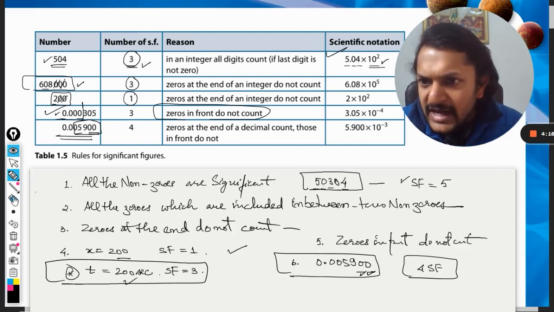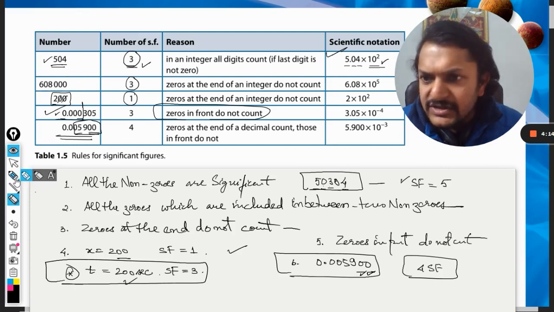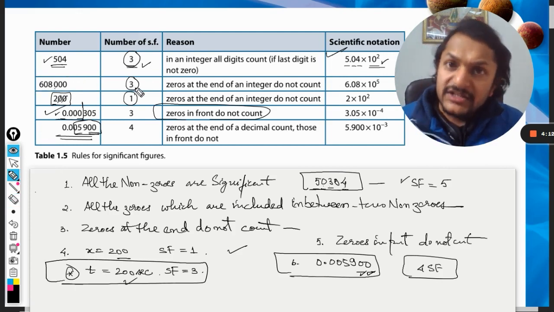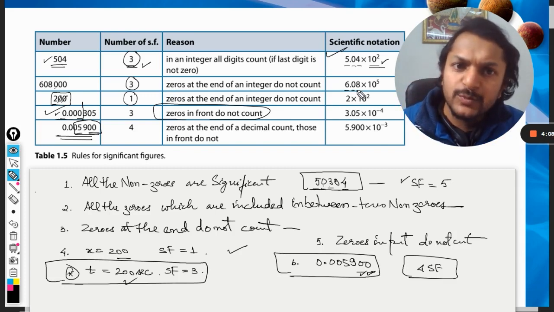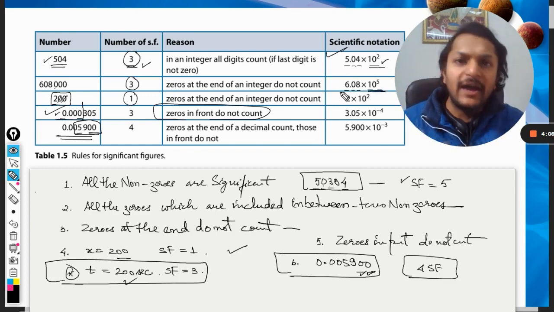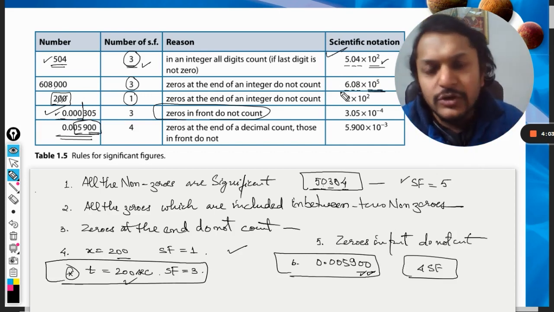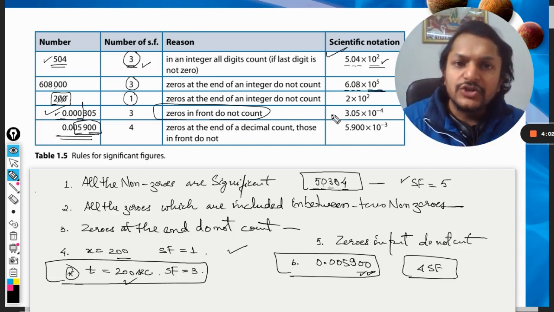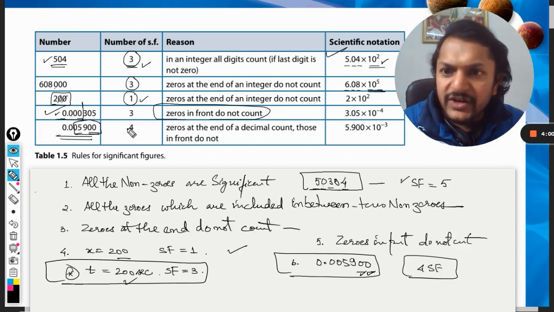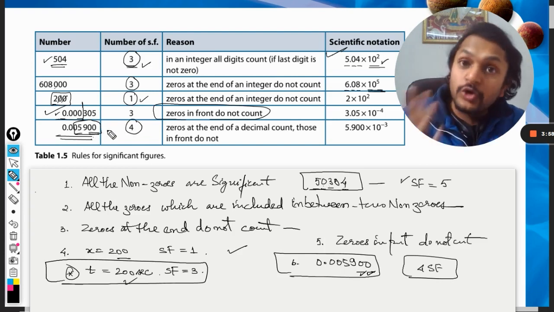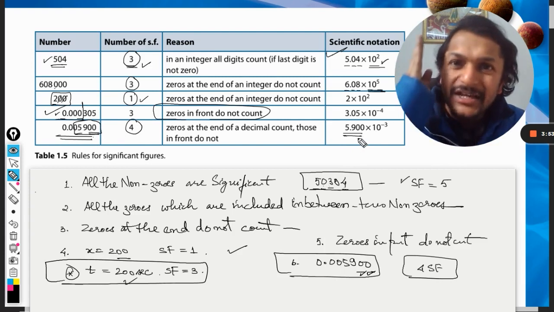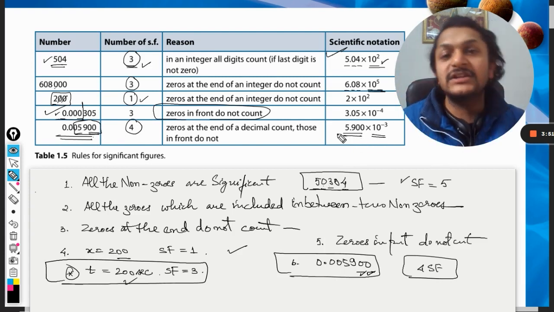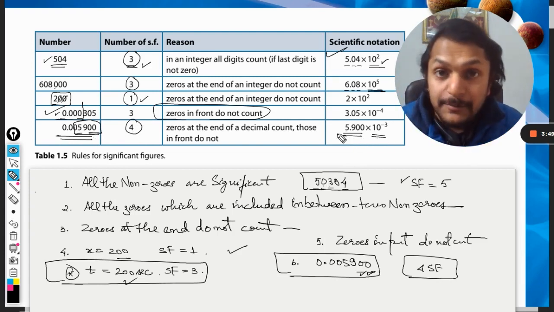Now, this value that is 60800, here are three significant figures. So, my answer should be given in three significant figures only, 6.08, and everything else can be clubbed into 10 raised to power 5. So, similarly, here is one significant figure. In this last case, there are four significant figures. So, we have given four precise values, and we have written 10 raised to power minus 3 along with it.